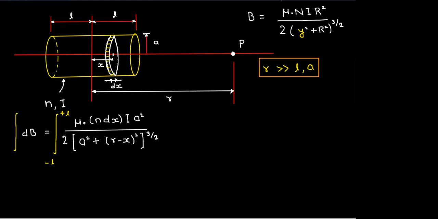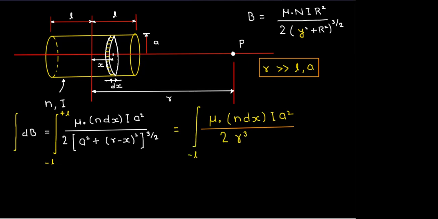Okay, so tell me, if R is very large compared to L and A, can I say X is negligible in terms of R, no matter how it is changing? Can I write R minus X as R only? Yes, sir. Right, I can do that. So it will become A square plus R square. Right, then even A is very less compared to R, then A square plus R square, can I say it becomes R square only? Yes, sir. Okay, so it will become mu naught N dx, current into A square, divided by the denominator, which will be what then? 2 times? Param, what will it be? R cube.